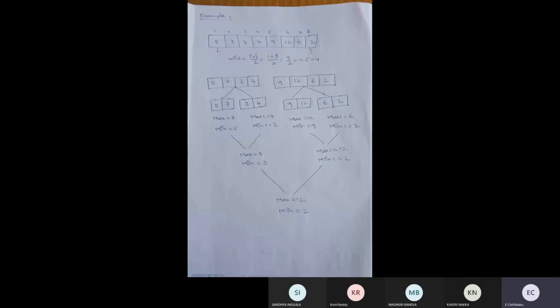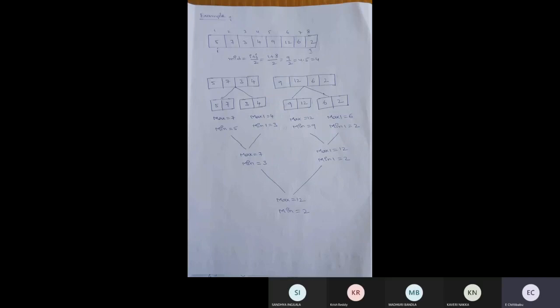The problem is divided into two parts: 1 to 2, and 3 to 4. Again divide the right side into two parts: 5 to 6, and 7 to 8. Next, find the maximum value and minimum value in each set, in the right side as well.